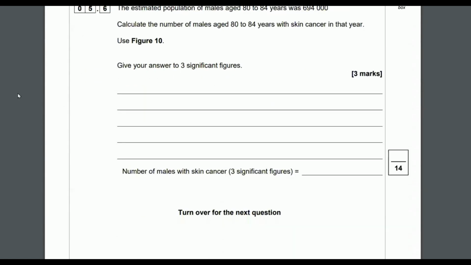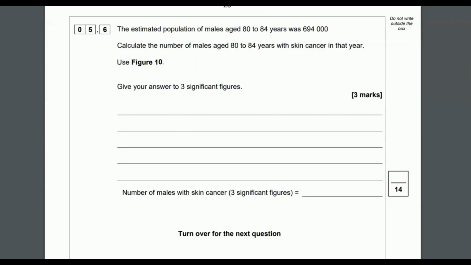So, 5.6, the estimated population of males aged 80 to 84 was 694,000. Calculate the number of males aged 80 to 84 with skin cancer in that year. Give your answer to 3 sig. What we need to do, it says use figure 10. Always pay attention to that. You can't calculate it without using figure 10.